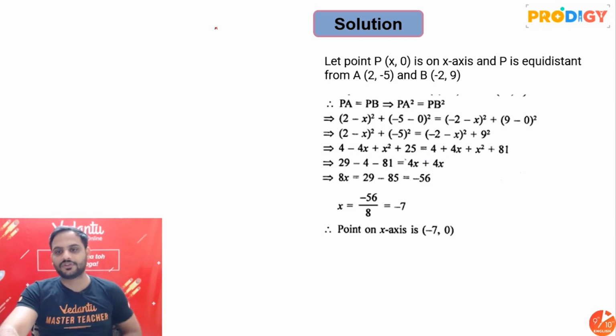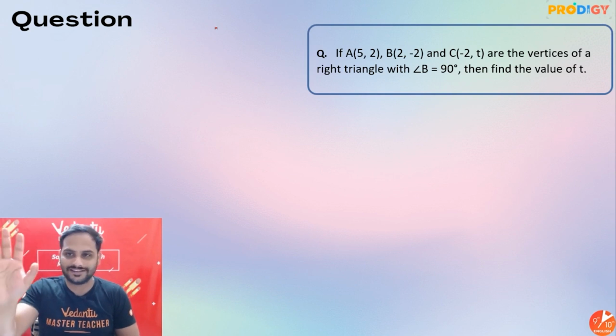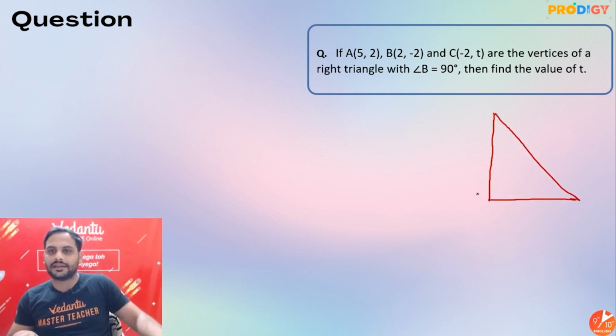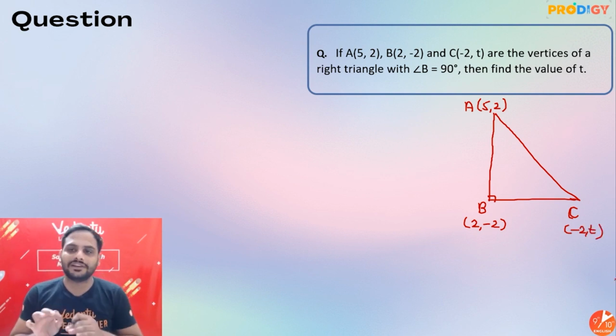Done? Chalo, let's go for the next question. A, B and C are the vertices of a right triangle with angle B equal to 90 degrees. Find the value of T. So guys, if I draw the diagram like this, I can say B is 90 degrees. A is (5, 2), B is (2, -2), and C is (-2, T). And they're asking what is the value of T.